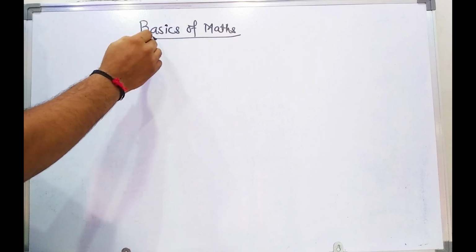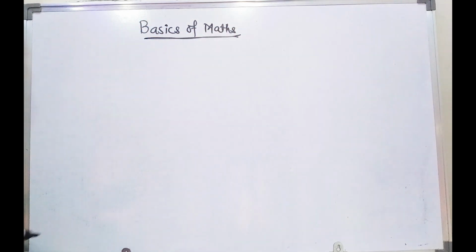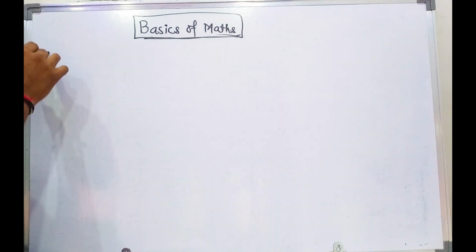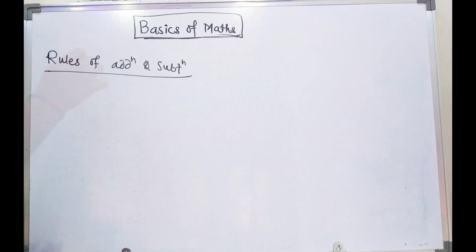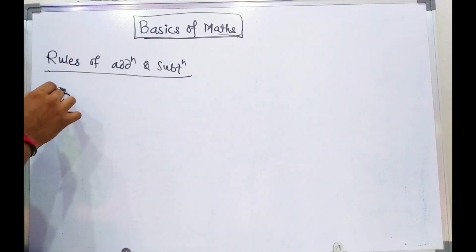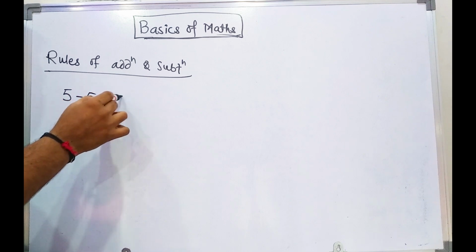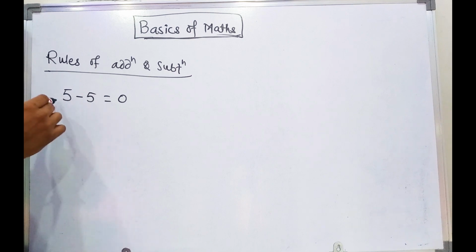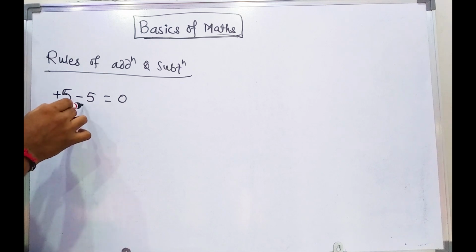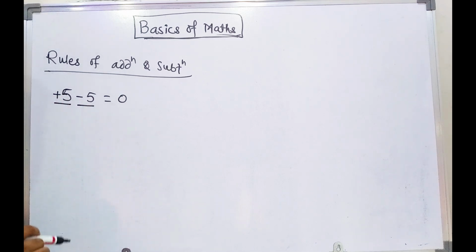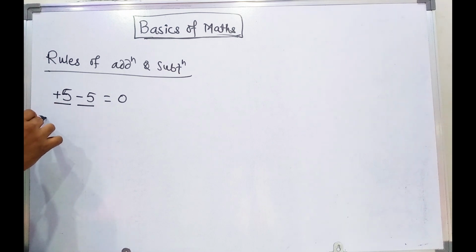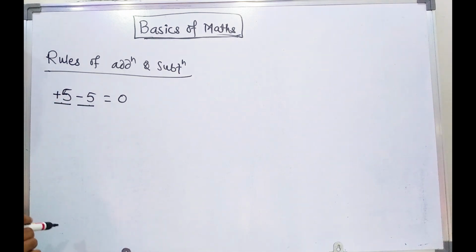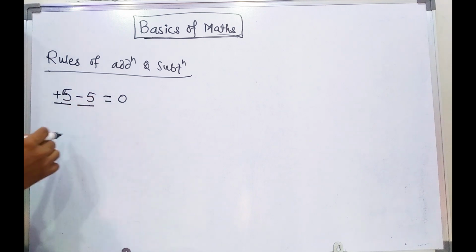So dear students, in this lecture we are going to see some basics of the mathematics. Today in this video we are going to discuss the various rules of addition and subtraction. See, if there is an example like this, 5 minus 5, we can easily write the answer as 0. But we don't know this 5 has a plus sign and this has a minus sign. So when the two numbers have opposite signs, then there will be subtraction.